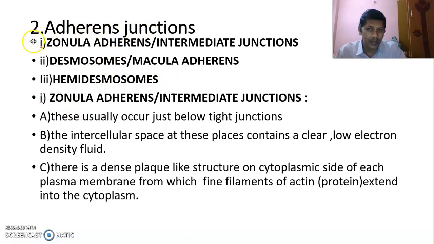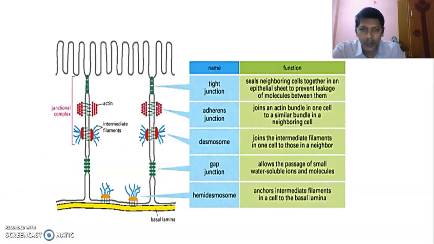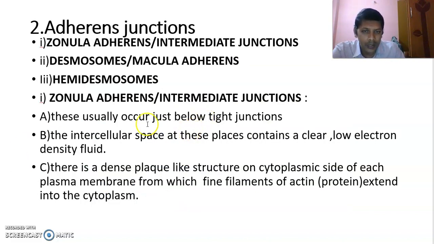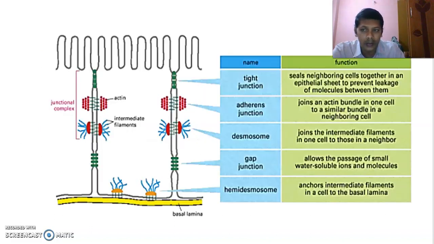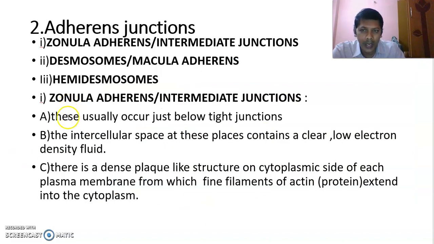First we are taking zonula adherens. Zonula adherens are intermediate junctions. They usually occur just below the tight junctions. This is the tight junction; below the tight junction, which junction is present? The adherens junction. We are talking now about zonula adherens, intermediate junctions, which usually occur below the tight junctions.